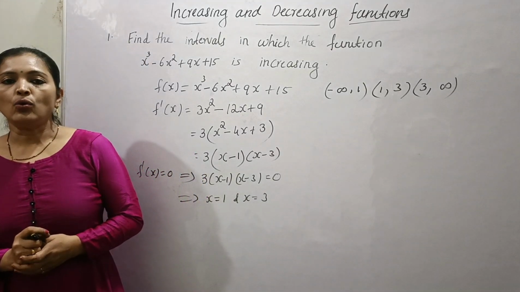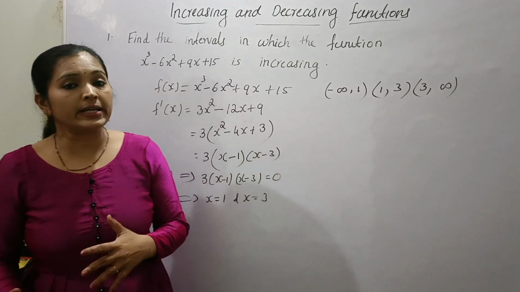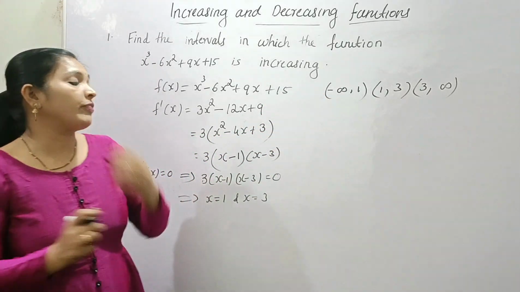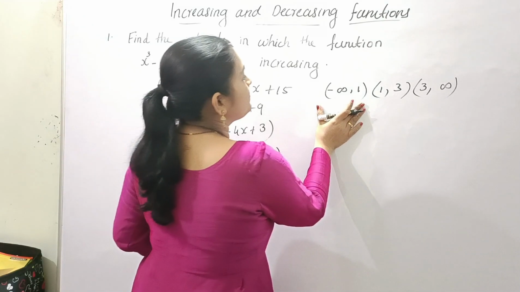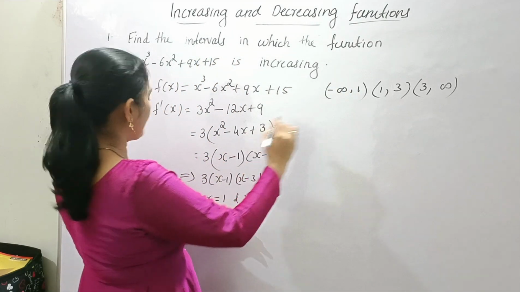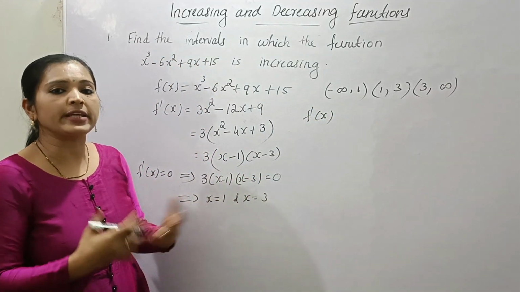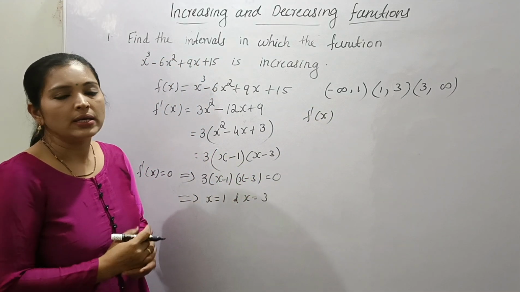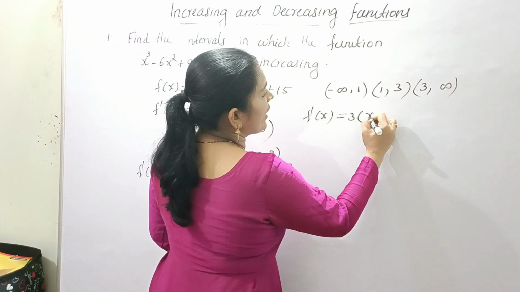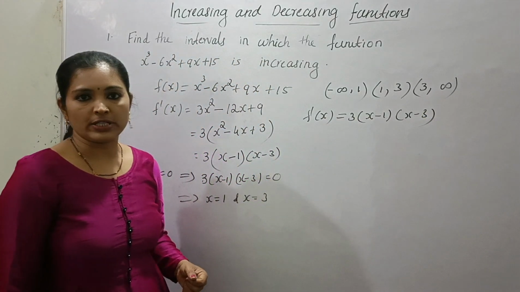Now let's check whether f dash of x is increasing or decreasing in these intervals, okay? See how we will find. For minus infinity to 1, what is our f dash of x? Here we have to check whether f dash of x is greater than 0 or less than 0, positive or negative. So f dash of x is 3 into (x minus 1) into (x minus 3). It is our f dash of x, okay?